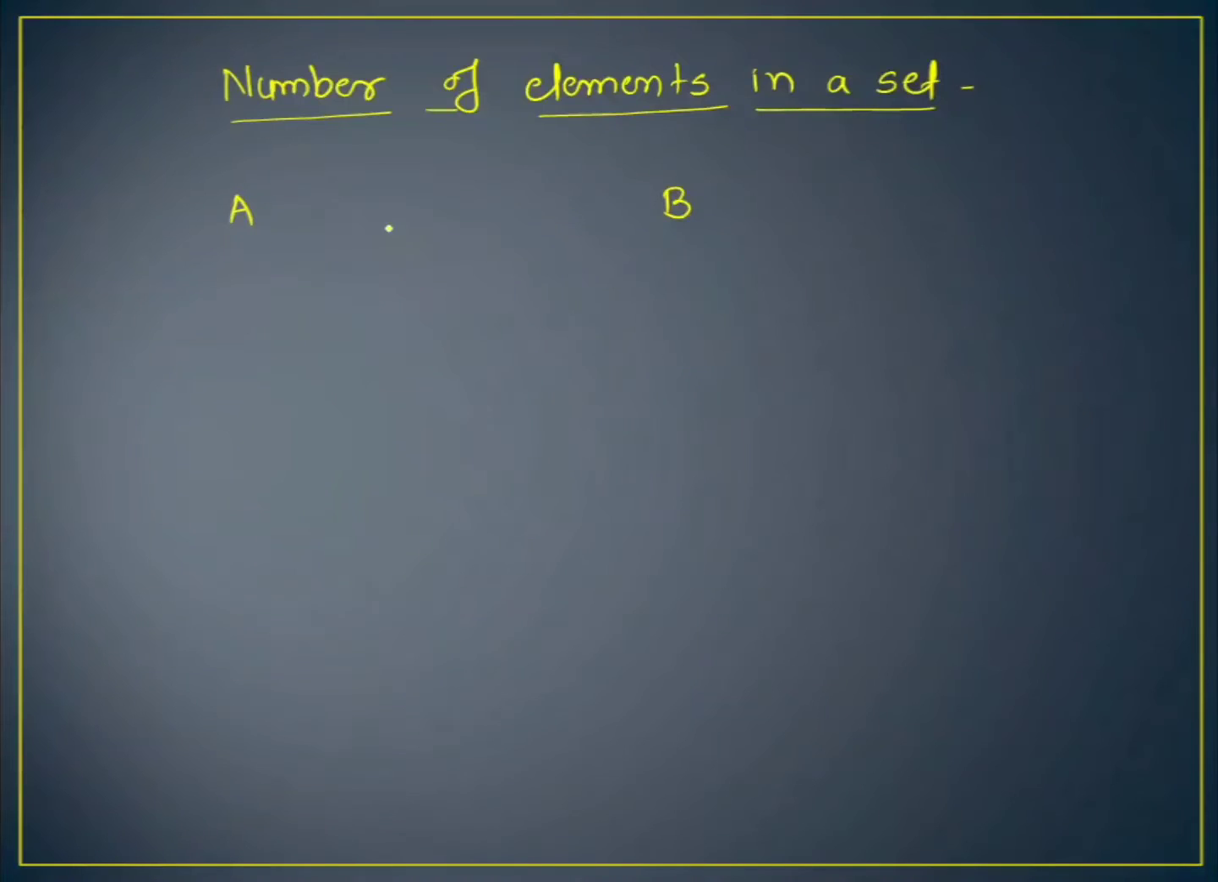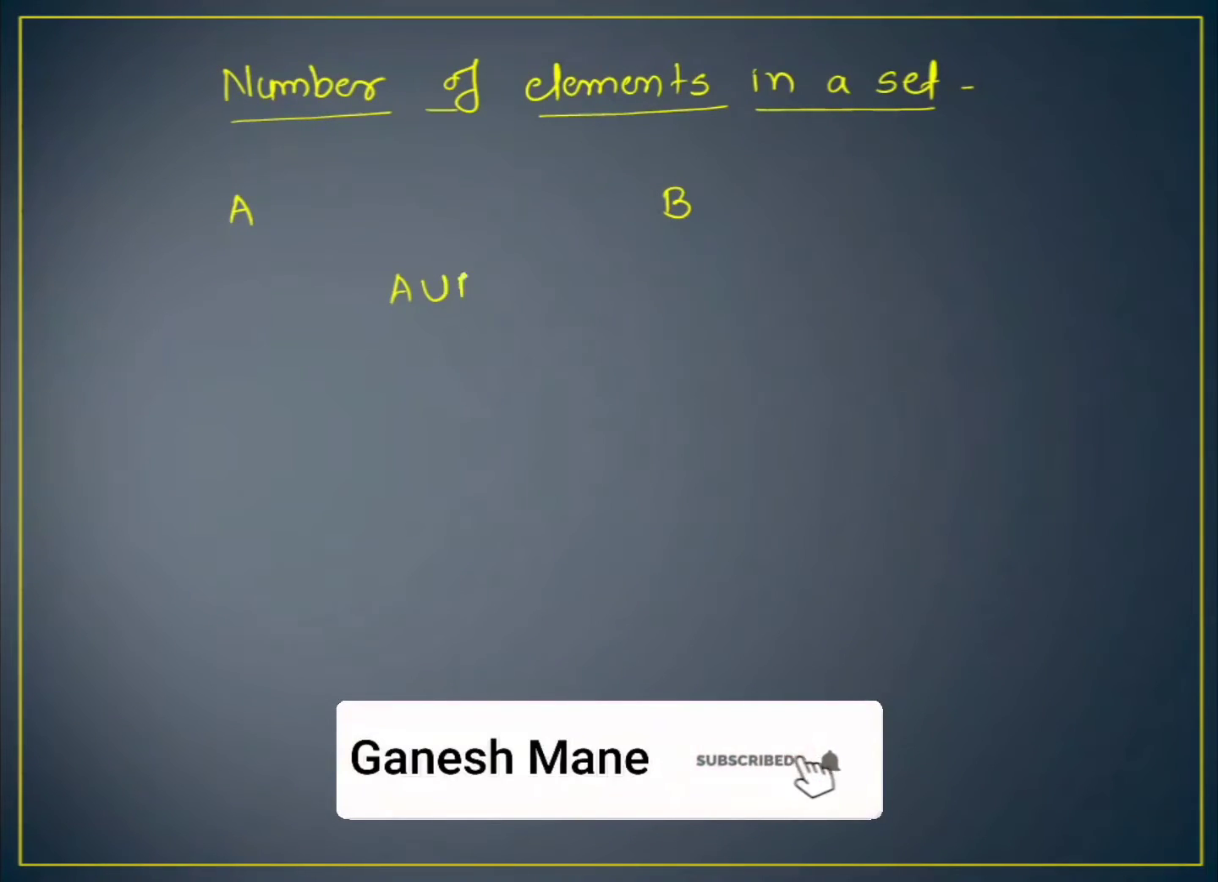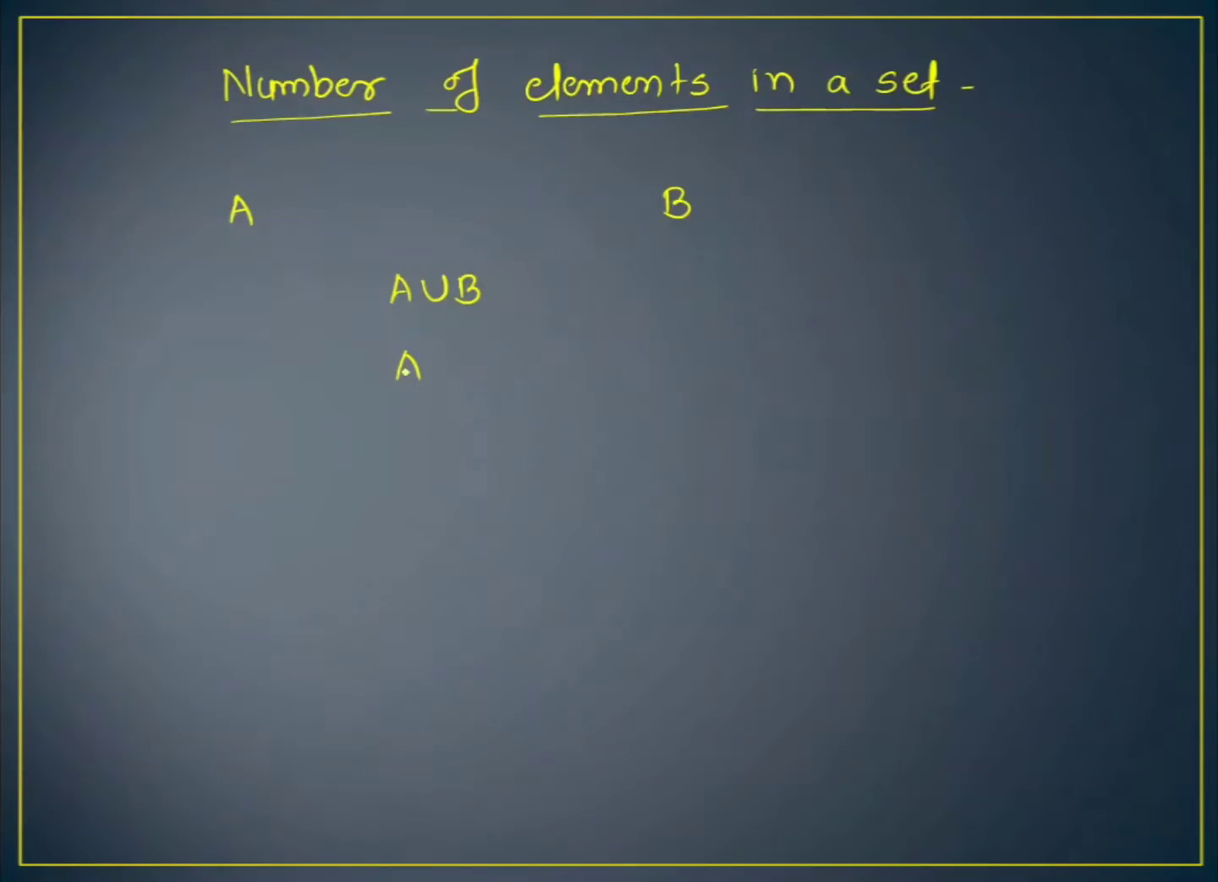Then we can do two operations on them. One is A union B, in which we take all the elements from these two sets. The other is A intersection B, in which we take all the common elements from these two sets. Now in this case we get four sets. If we take the number of elements from each set, there is a relation amongst the number of elements in all those sets.